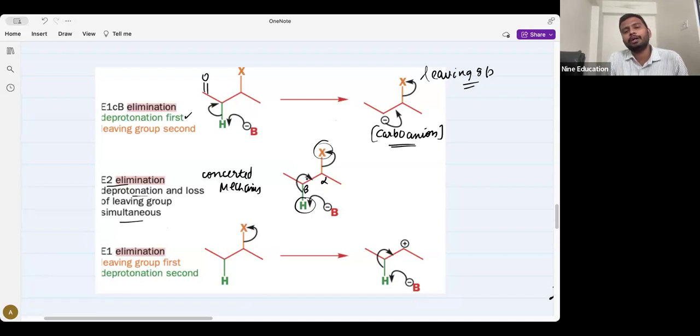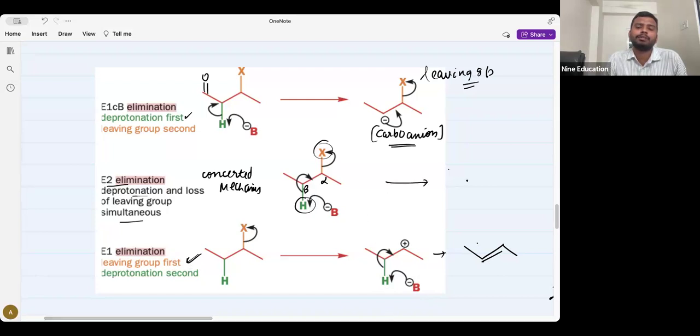Deprotonation and loss of leaving group simultaneously. Third one you all know. First is E1 elimination. Leaving group will leave first, it will make a carbocation. Now base will come and attack on hydrogen to make a double bond.